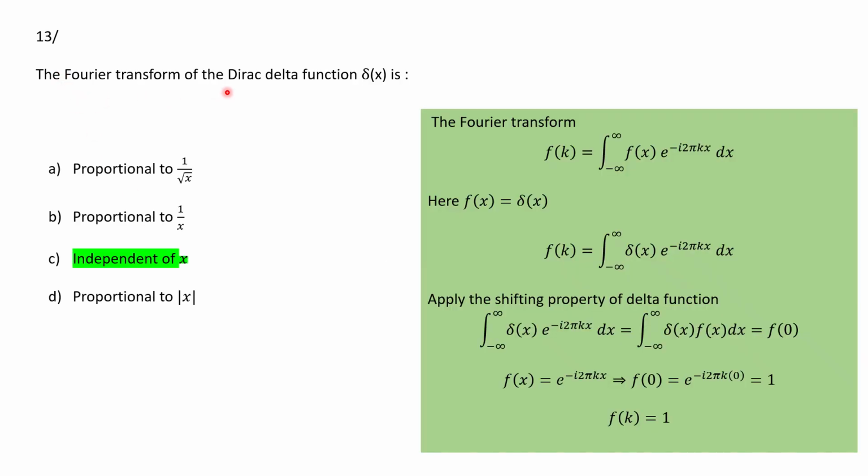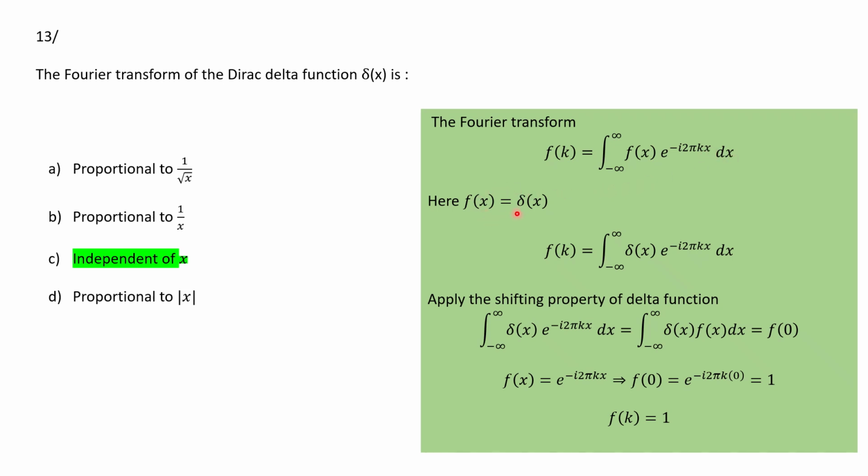Then, the Fourier transform of the Dirac delta function delta x is proportional to 1 by root x, proportional to 1 by x, independent of x, or proportional to mod x. As we know, the Fourier transformation can be written as f of k: we have a function of x and if we convert it into a function of k, that is f of k, it will be equal to the integration over minus infinity to infinity of f of x e to the power minus i 2 pi kx dx.